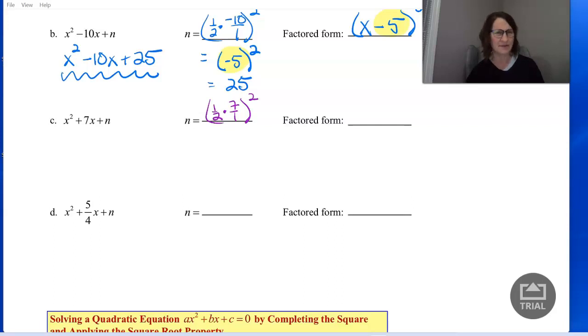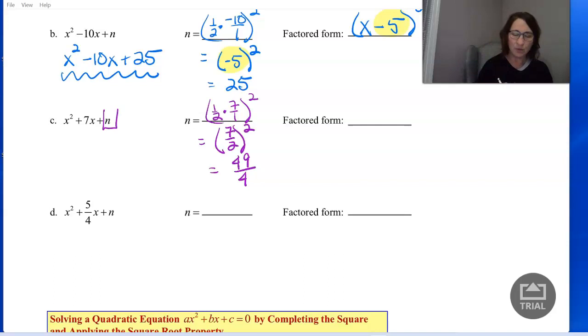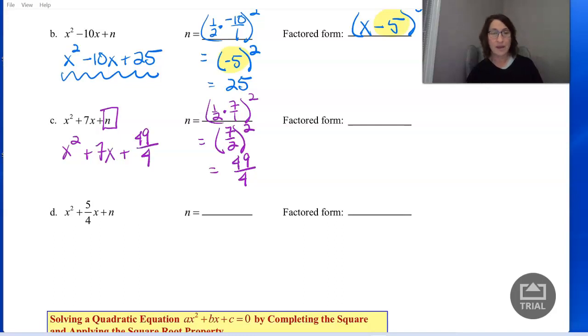Well, 2 doesn't go into 7. That's okay. So that's going to give me 7/2 squared, which is just 49/4. 7 squared is 49, 2 squared is 4. So my perfect square trinomial, when I substitute that n right back in, is going to be x squared plus 7x plus 49/4. In factored form, I'm going to get a binomial squared, and it's going to be x plus 7/2.